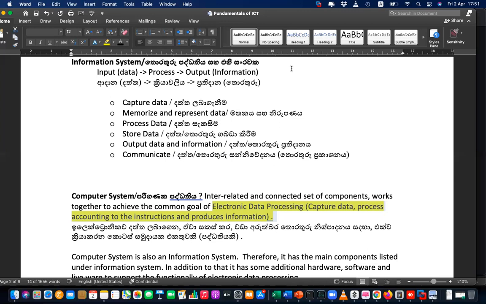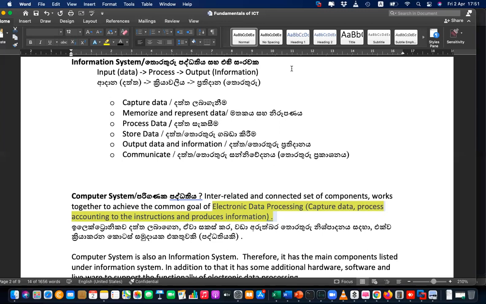Capturing means obtaining. Taking in. Capturing a photo means taking the photo. Yes, input devices. How is data capturing done? Using input devices. And memorizing is done using memory or the main memory. Processing is done using processing devices. Storage is done using storage devices. Output and communication is done using output devices and communication devices.